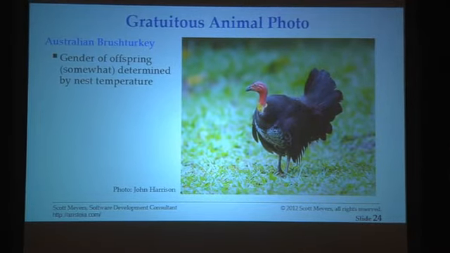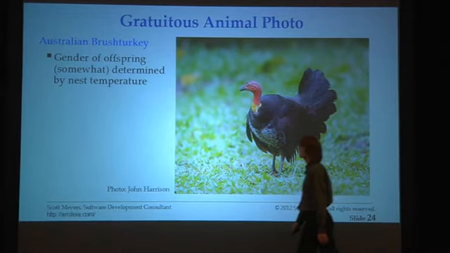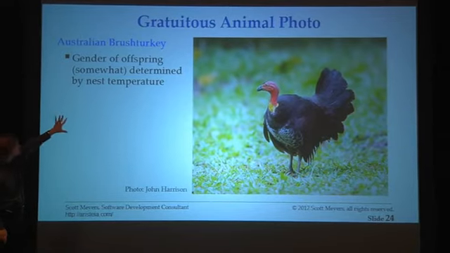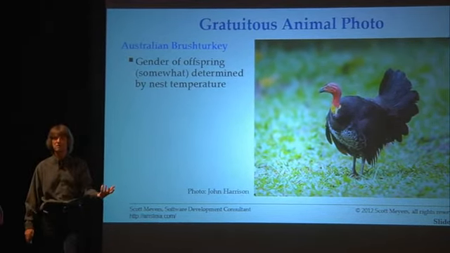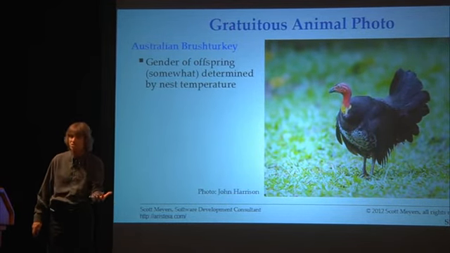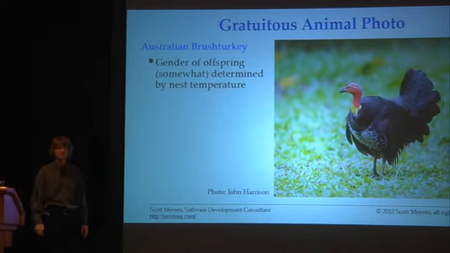I think we need more gratuitous animal photos. This is the Australian brush turkey. I chose it because the gender of the offspring is somewhat determined by the nest temperature. And what that means is, if you see an egg from this bird, you don't know whether it's going to be a male or a female. It sort of depends on the nest temperature, which reminded me in some sense of universal references.